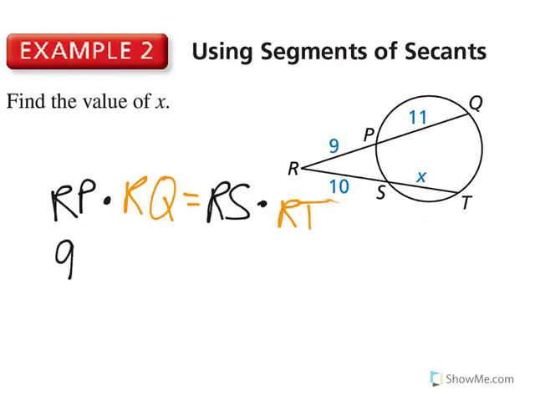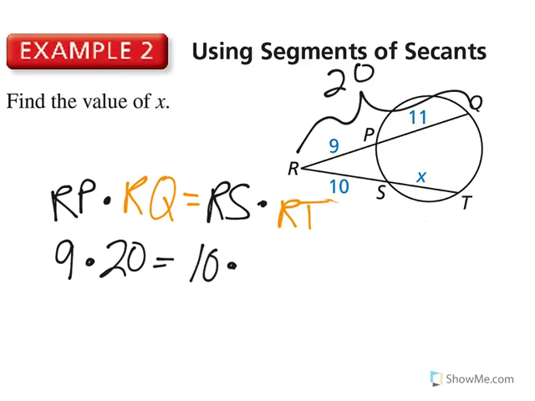So RP is my 9. RQ is the whole length, so you need to add it together. So this would be 20. Don't be in a hurry and just put 11 real fast, because you know you multiply parts. Make sure you're doing the whole thing. RS is 10. And then RT is the whole thing, so it's 10 plus X. Remember, I add my parts to get my whole. So 10 plus X would be the whole length of RT.